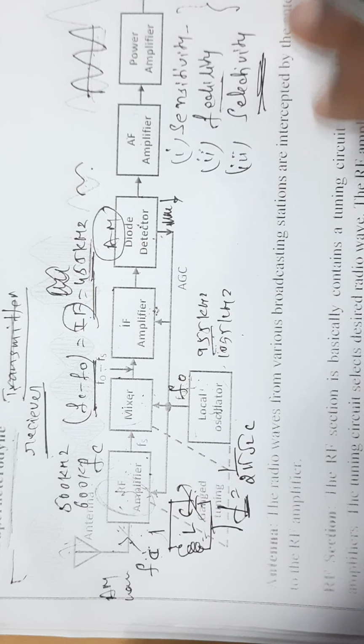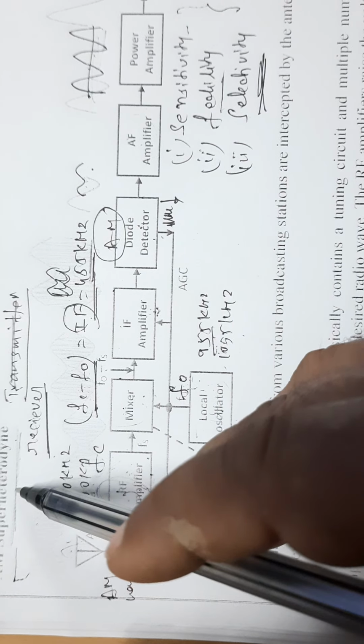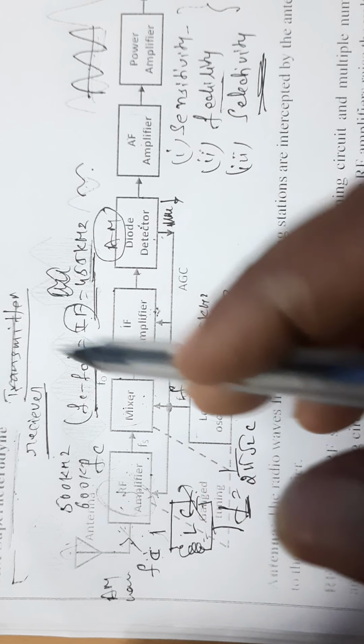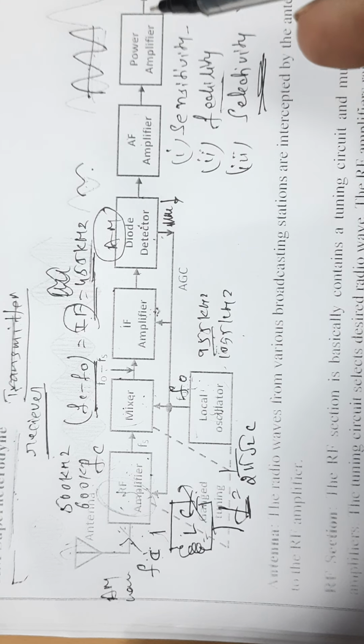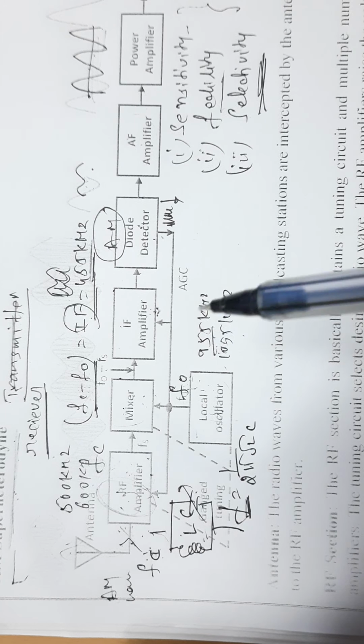So this is a simple block diagram of the AM superheterodyne receiver. This is used to produce our message signal from the amplitude modulated wave.